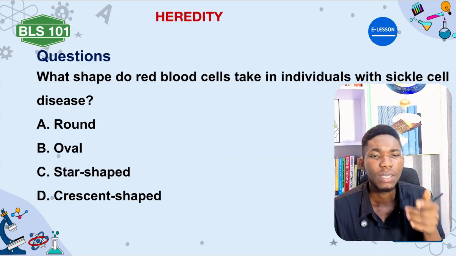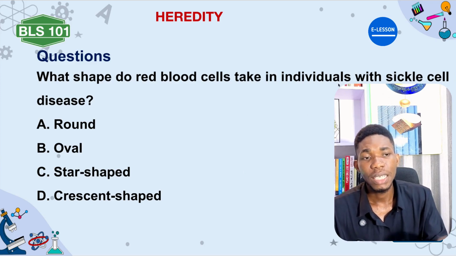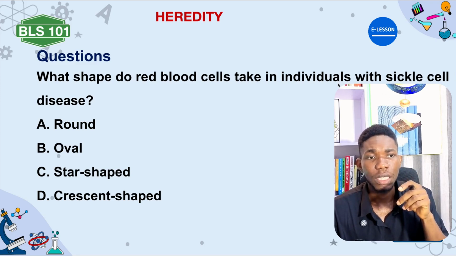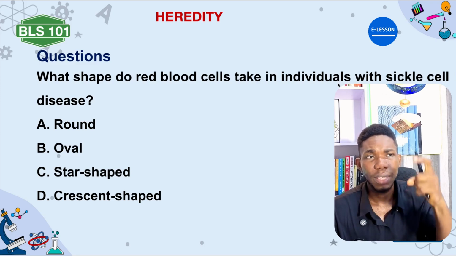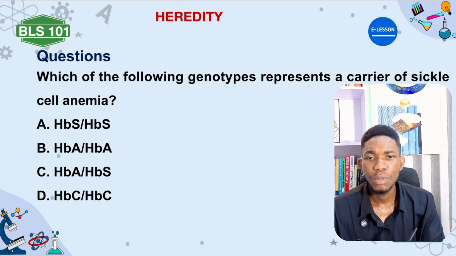What shape do red blood cells take in an individual with sickle cell disease? Is it round, oval, star shape, or crescent shape? In an individual with sickle cell anemia, what shape? I told you it is something like this. Exactly. Then the next one.